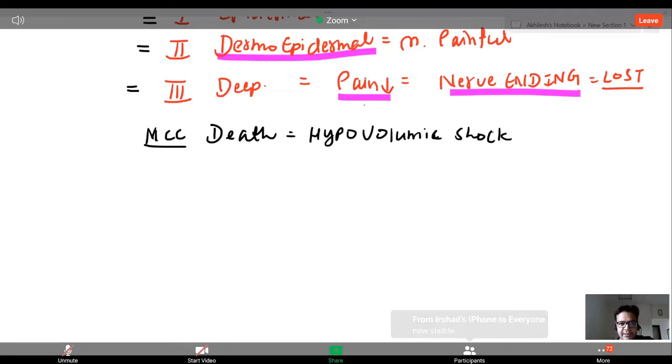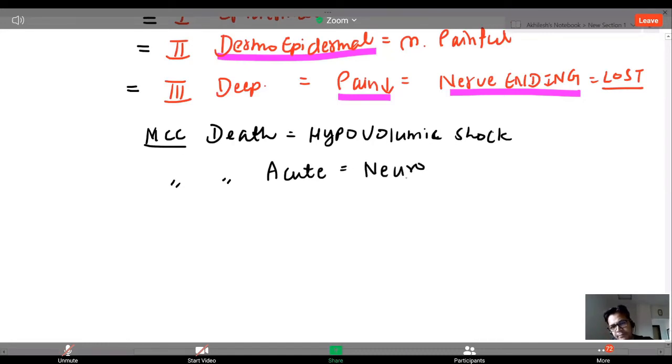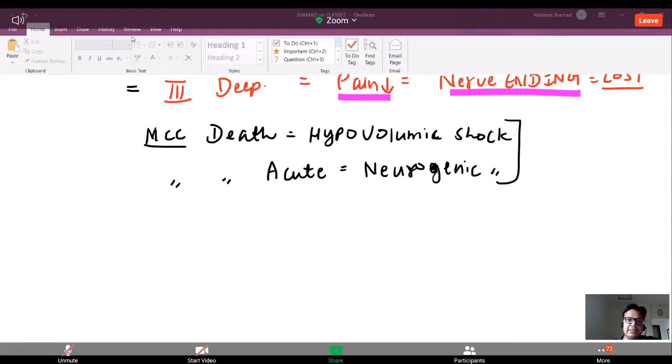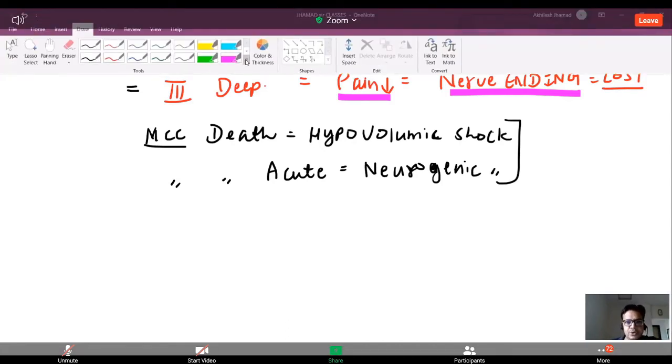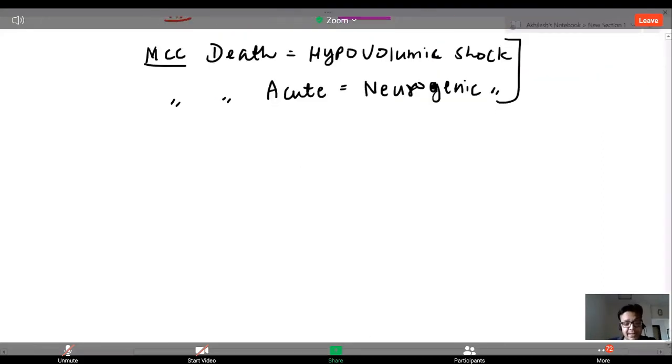The most common cause of death in acute burn is neurogenic shock. The most common cause of death is hypovolemic shock. And second, the most common cause of death in acute burn is neurogenic shock. If you die immediately, that is acute.